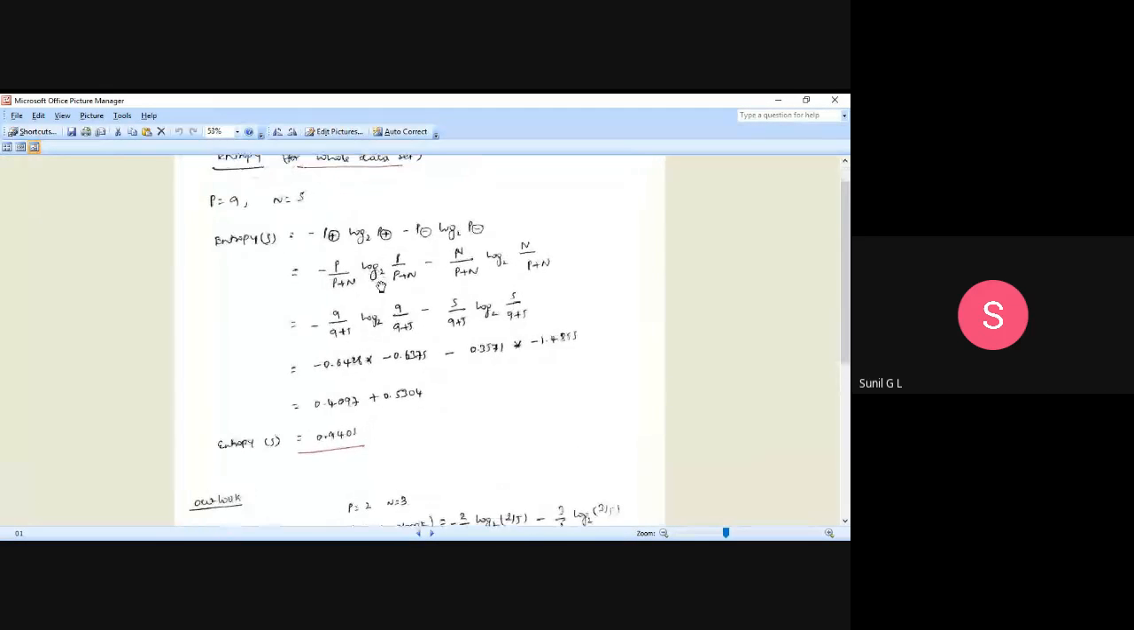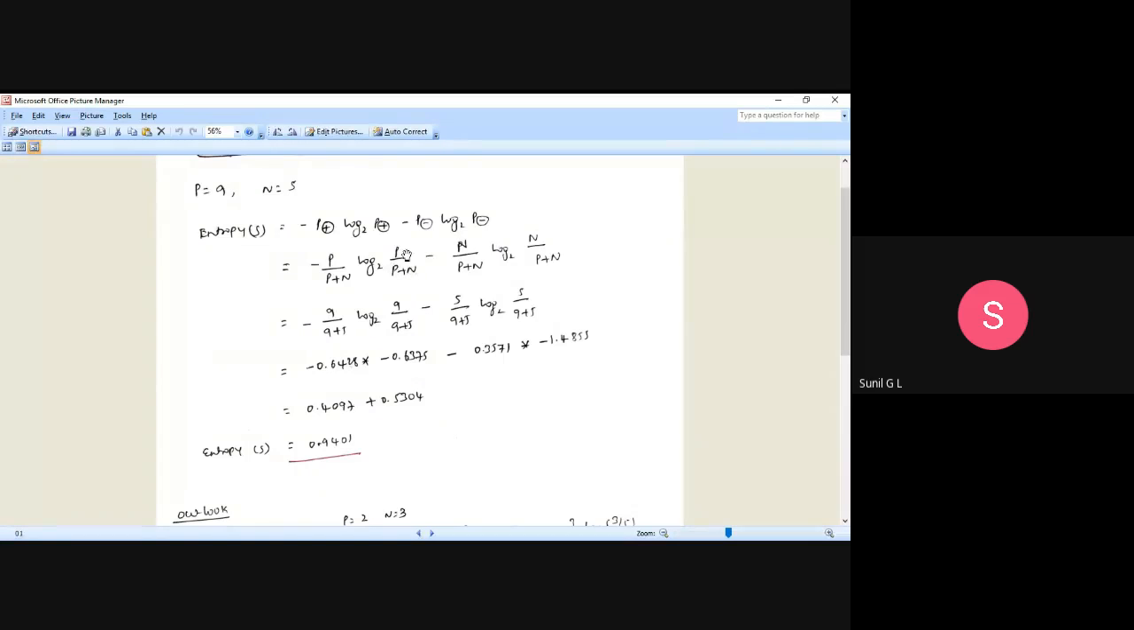How do we calculate entropy? The entropy is minus the proportion of positive, multiplied by log base 2 of the proportion of positive. The positive proportion is the number of positive divided by the total number of values, and the total is P plus N. Here P is 9, N is 5, total is 14.